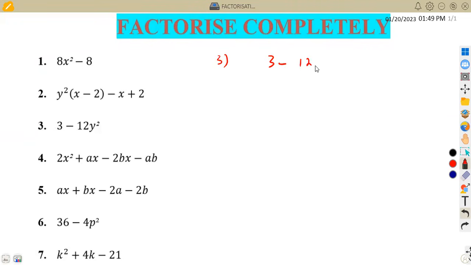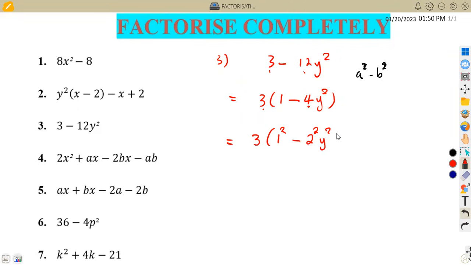It's 3 minus 12y squared. So you can see that 3 is common between 12 and 3. So you can factor out 3. That means we are going to have 3 divided by 3, which is 1, minus 12 divided by 3, which is 4, but there is y squared. Okay, so can we write in that same format of a squared minus b squared? Is it possible? So that's what you have to ask yourself in this case. Yes, it's possible because 1 is a perfect square, so it's going to be 1 squared minus 4 is a perfect square, which is same as 2 squared, and we've got y squared.